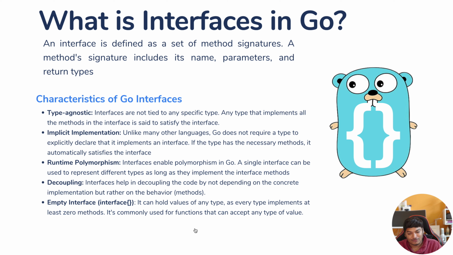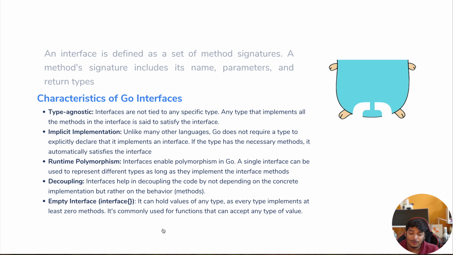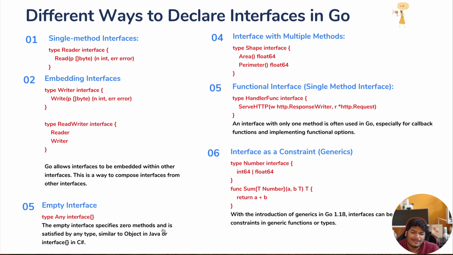Okay. And the final one, empty interface. This empty interface can hold any type of value, as every type implements at least 0 methods. It's commonly used for functions that can accept any type of value. Now let's understand the different ways to declare interfaces in Go.